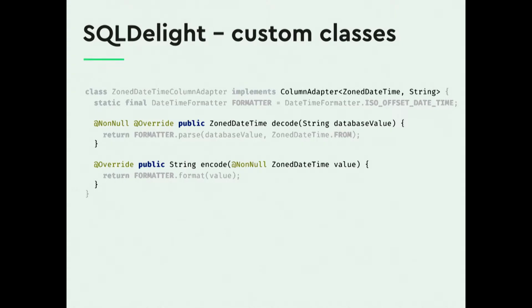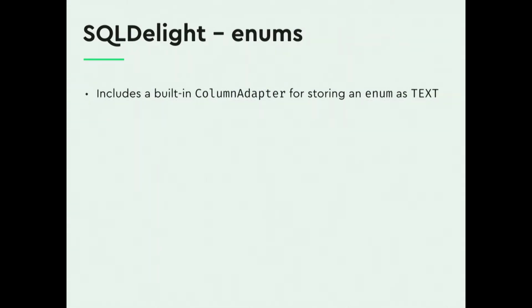For enums, actually, they have a built-in column adapter, so you don't have to think too much. If, in my case, I had an enum that defined the genre of the book, for example, I don't know, romance and thriller, then I just need to provide the built-in column adapter, giving the enum, and then it's going to go back and forth to this enum value. Very convenient.